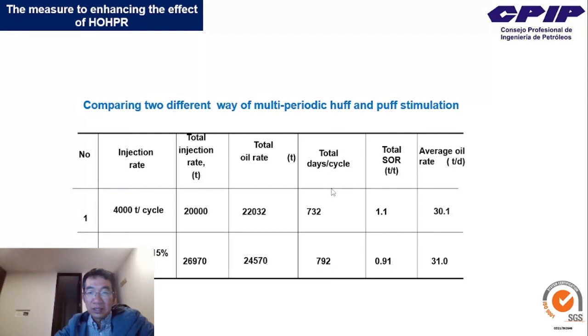732. And if we increase 15% each cycle, the total injection rate is much more than the first one, and the total oil rate is 24,000. It's better than the first one, and the daily rate is 792. It's better than the first one too.